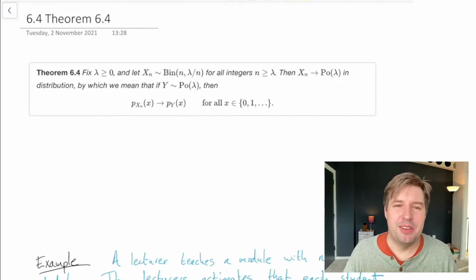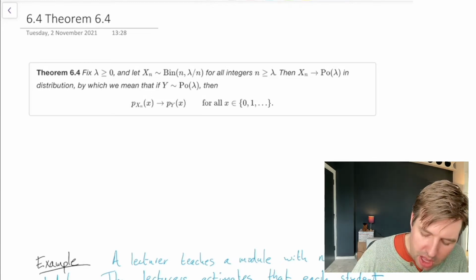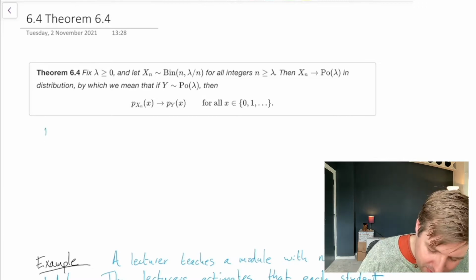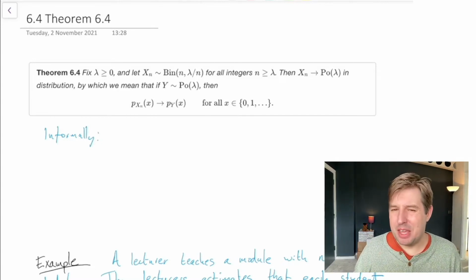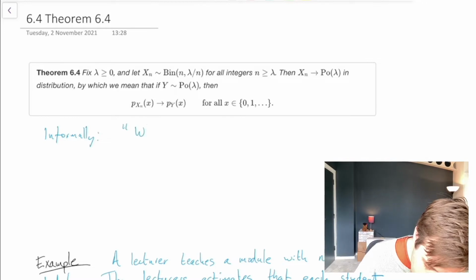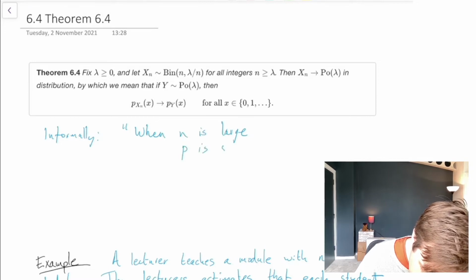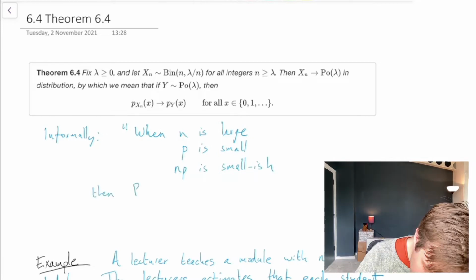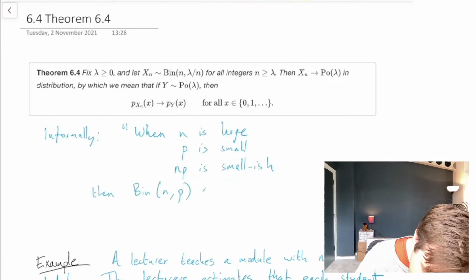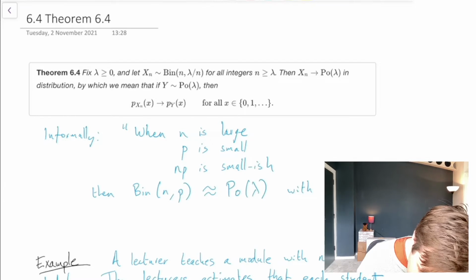So that's quite a formal statement, right? It's got n's in it, and it's got limits, and it's got n tending to infinity. But we can interpret this a bit more informally. Obviously, when we do it informally, it's not exactly a theorem anymore. It's more of a principle, which is when n is large, p is small, and n times p is smallish, then binomial(n, p) is very close to a Poisson(lambda) where lambda equals np.